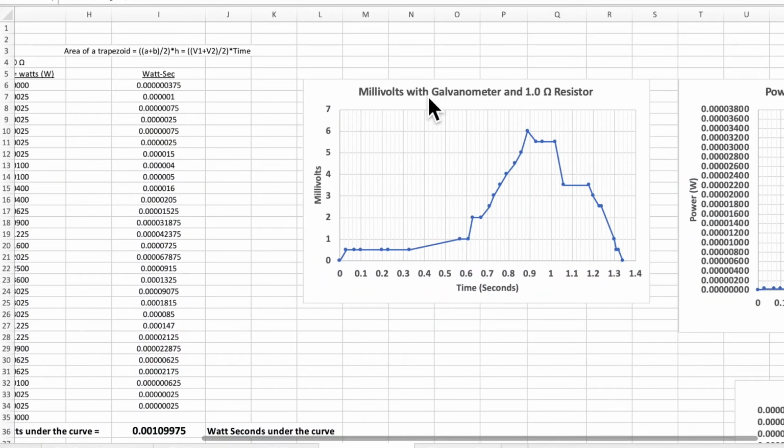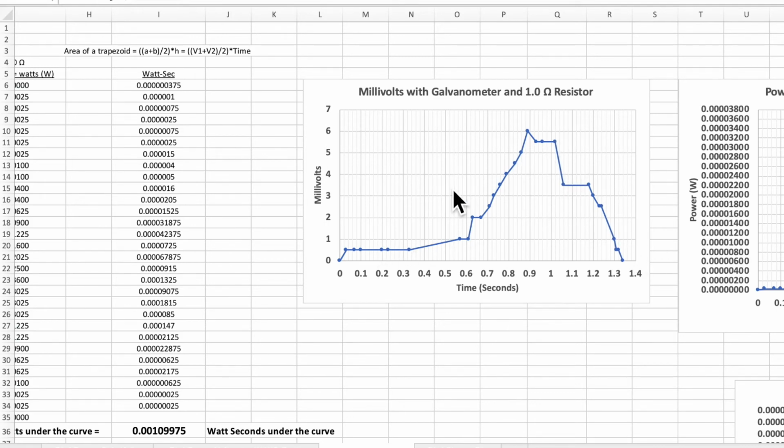This chart shows the plot of the drinking bird using a galvanometer and a 1 ohm resistor. The voltage going across that 1 ohm resistor is plotted in millivolts versus the time, converted from hundredths of a second to seconds. Kind of erratic, but we do get an area under the curve.